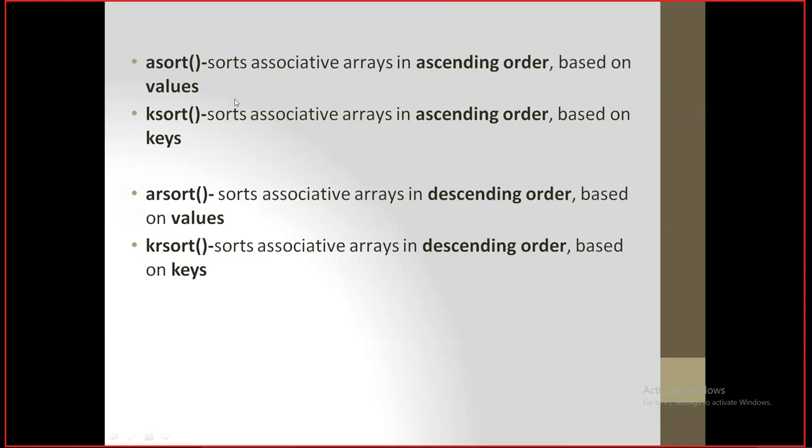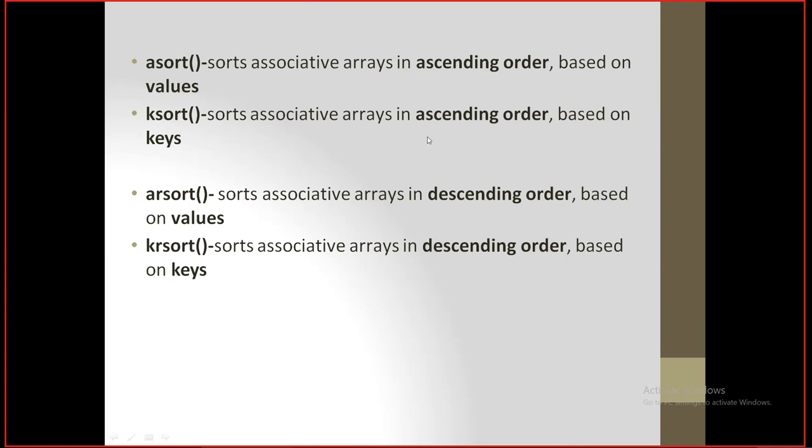So generally it is used in case of associative arrays where we have named keys, right? In that case, it is important to decide whether we have to sort on the basis of value, or we have to sort on the basis of the key. So for associative arrays, we use the asort or ksort functions respectively. Okay, so asort and ksort are going to arrange it in ascending order.